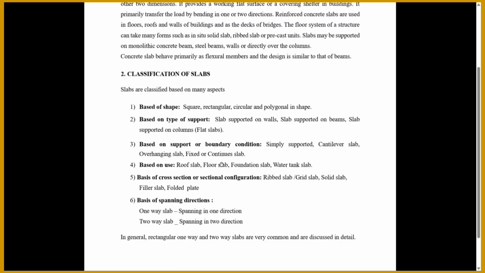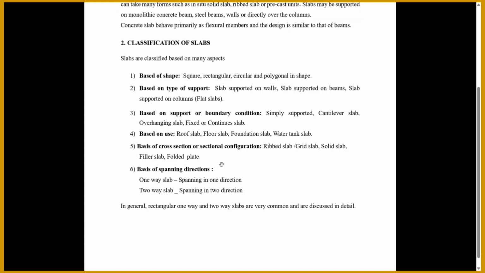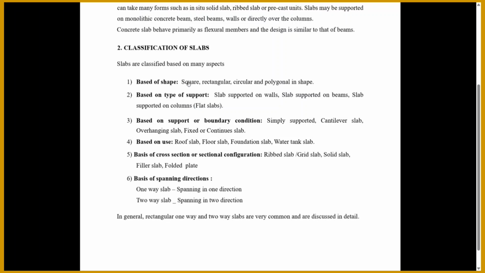So first we will see classification of a slab. Slabs are classified based on many aspects, like based on the shape, based on the type of support, based on the support or boundary condition, based on the use, based on the cross section or sectional configuration, and based on span directions. First, we will see based on the shape. In this classification, there are many subdivisions: the square slab, rectangular slab, circular slab, and polygonal slab.